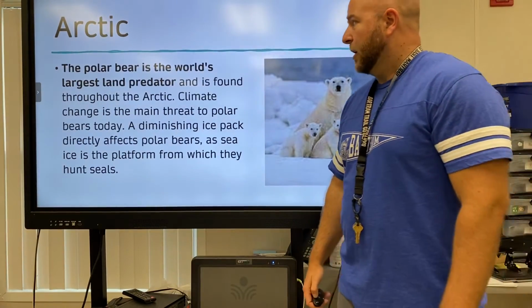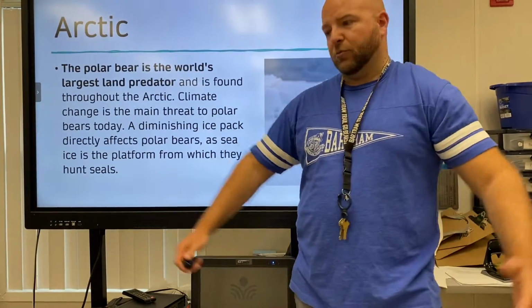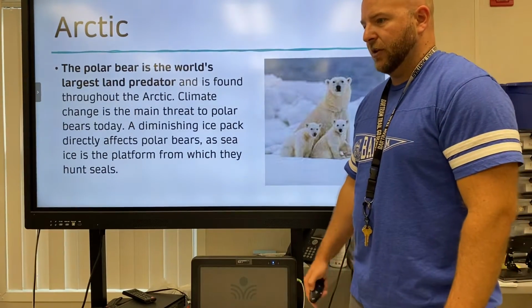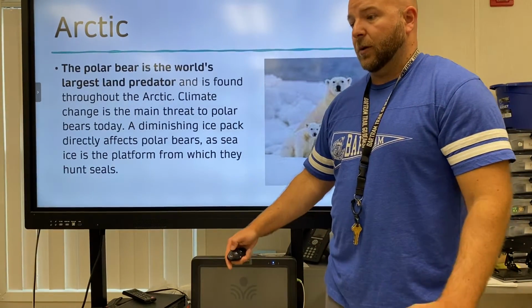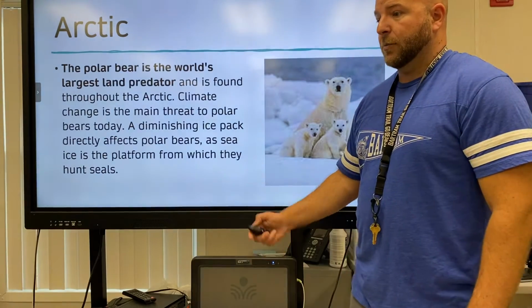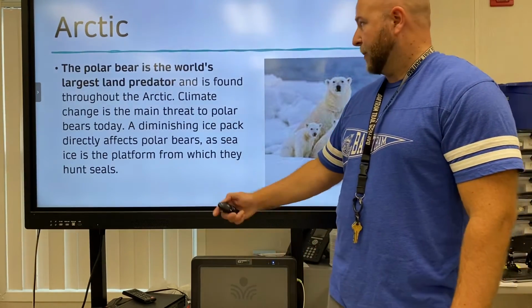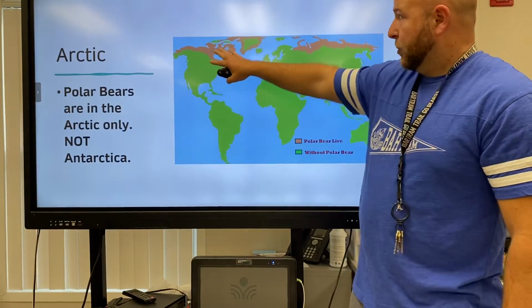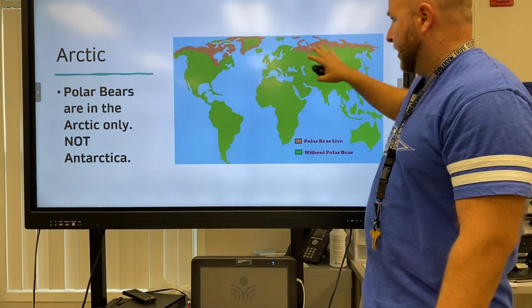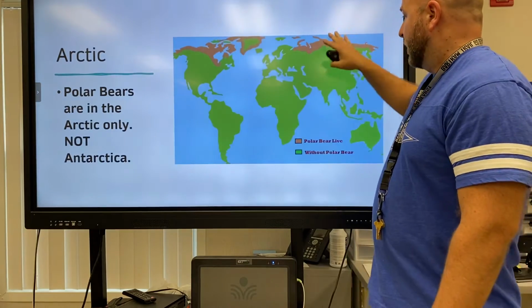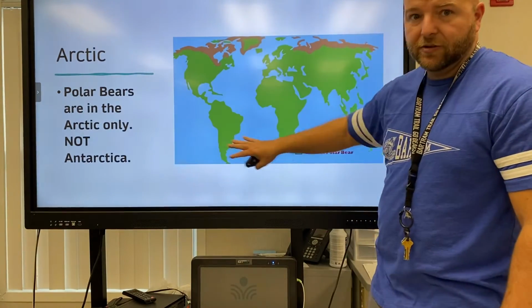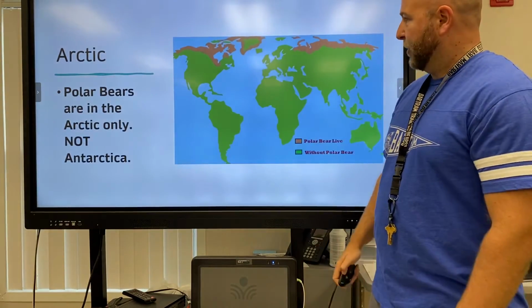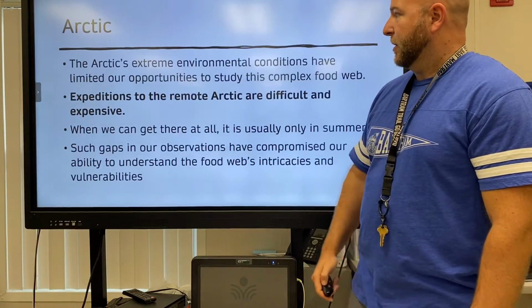Polar bear is the world's largest land predator. Would love for you to know that. And also being threatened by the diminishing ice that's happening around the world. So here's where they live. Notice again, Arctic. Polar bears are in the Arctic. This area up here in brown, nothing down here. Do not put any polar bears in an Antarctic food web.